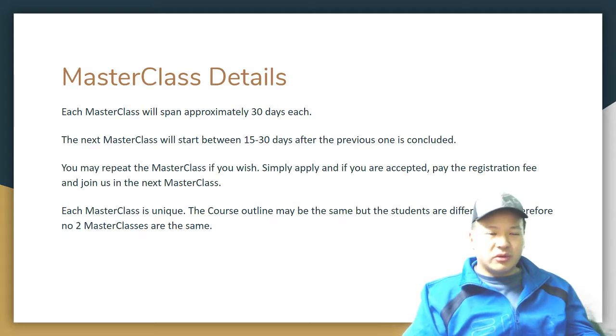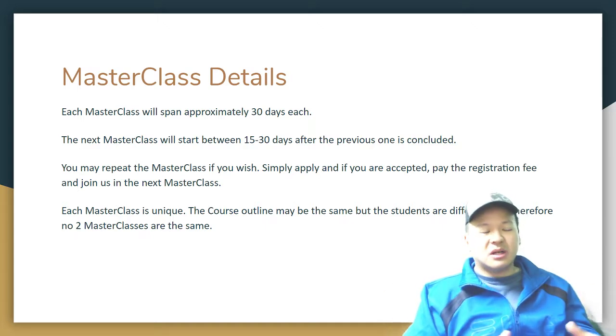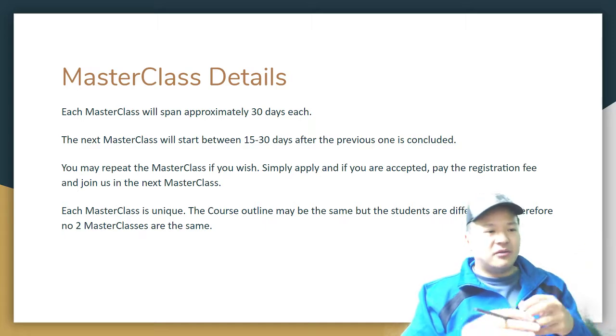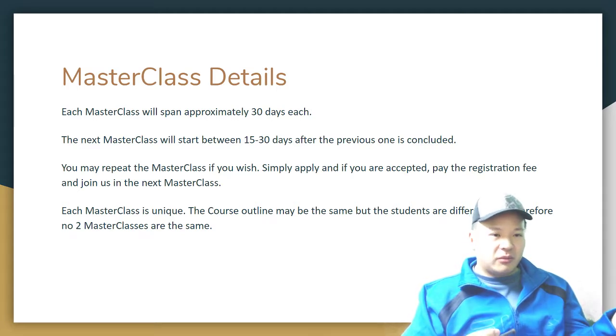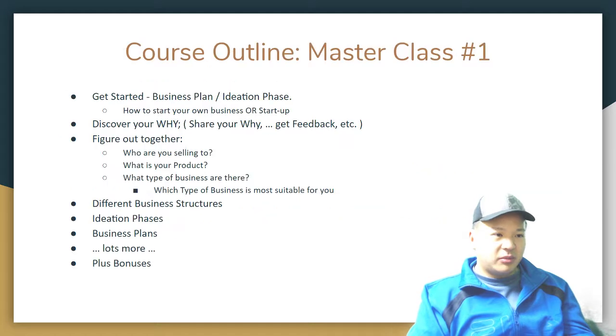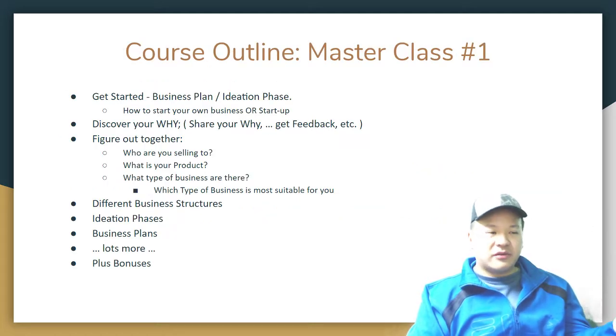Every masterclass is unique, like I said, right? Different people come together with different business ideas and strategies, and they work together to help each other figure out what they need to be doing, how to do it, and what the next steps are. So it's not just a to-do list, it's actually very customized. The online course outline, like I shared previously in the previous slide, is most likely going to be the same. I might add stuff as we go along.